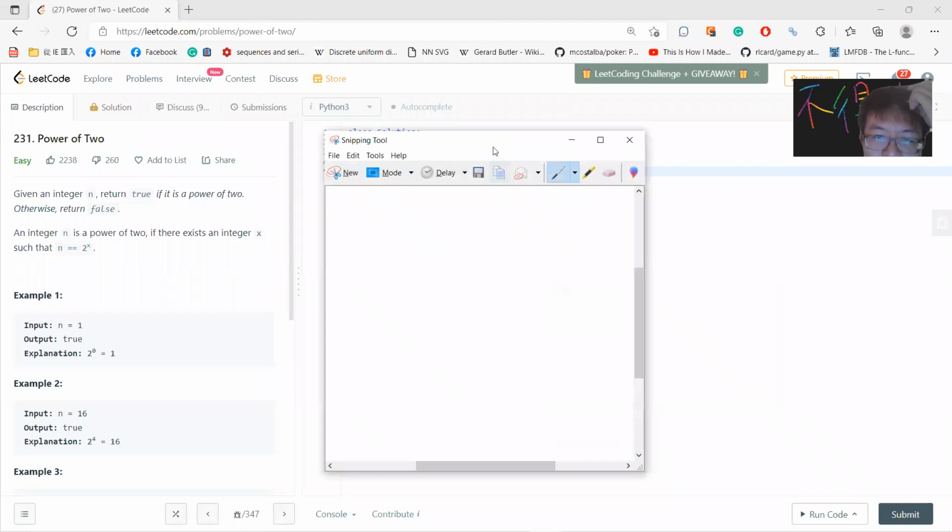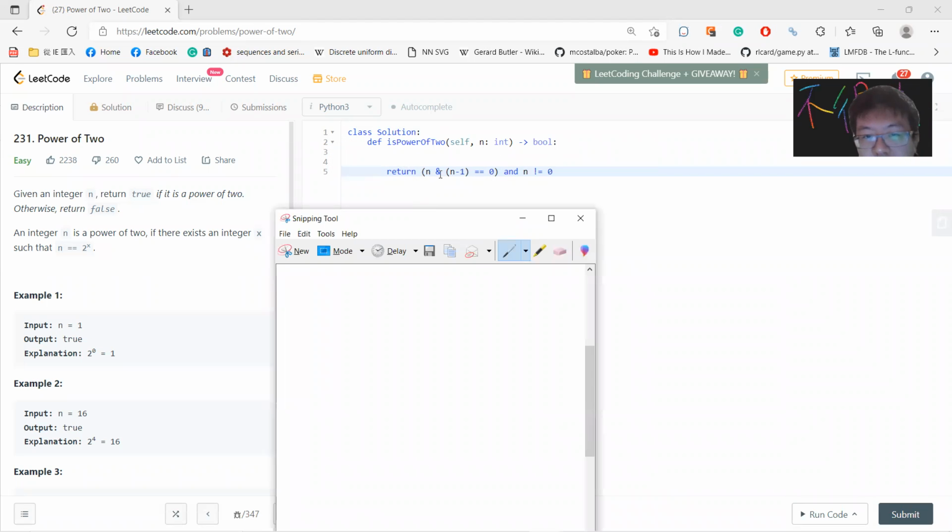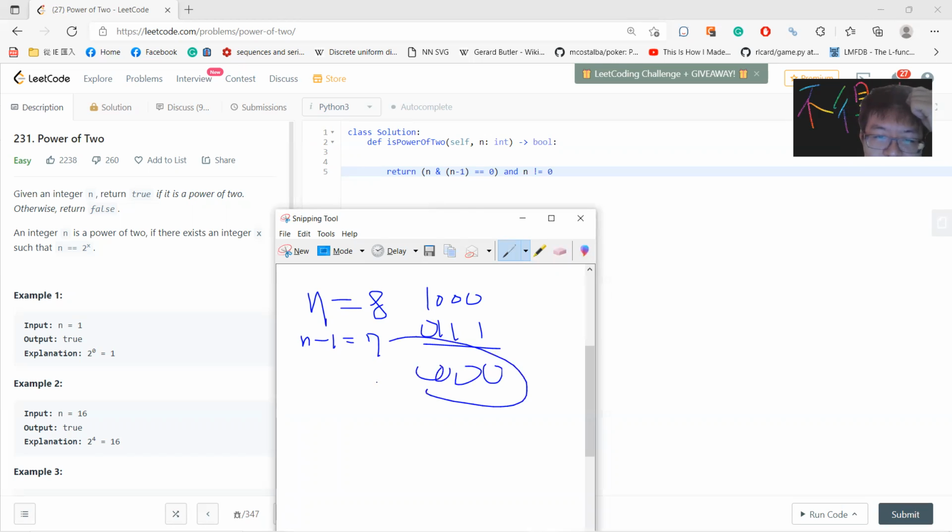So basically, we can just do this simple trick: n and n minus 1. For example, if n is 8, you write 1, 0, 0, 0. If you do n minus 1, it becomes 7, which is 0, 1, 1, 1. So if you do the AND, it becomes 0, 0, 0, 0. So if n is a power of 2, then it must look like 1 followed by zeros, and if you AND it with n minus 1, it becomes 0.